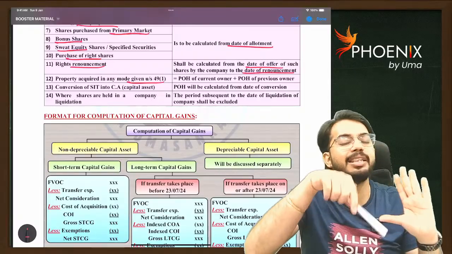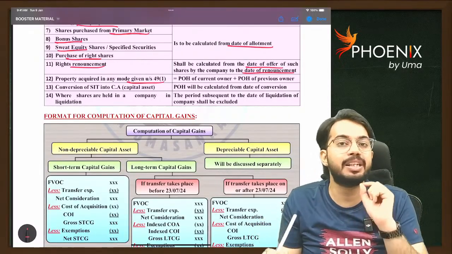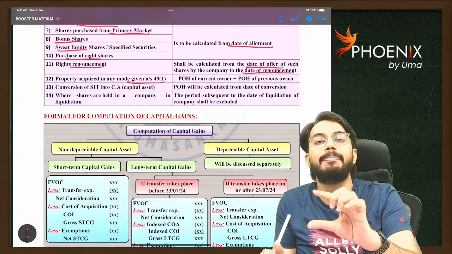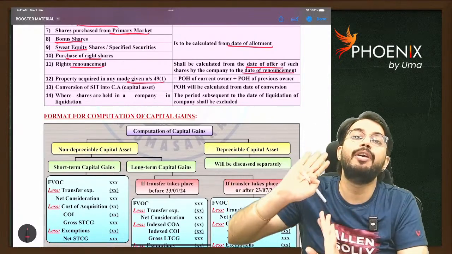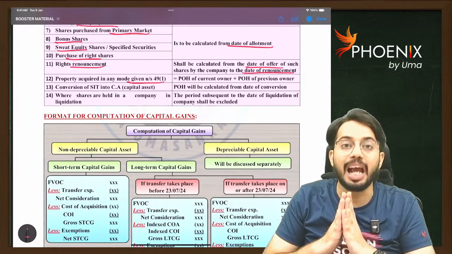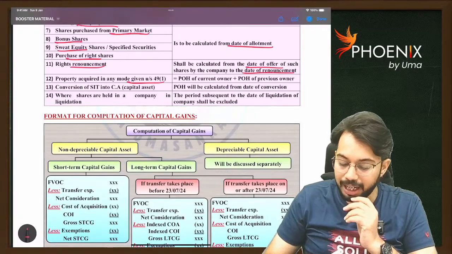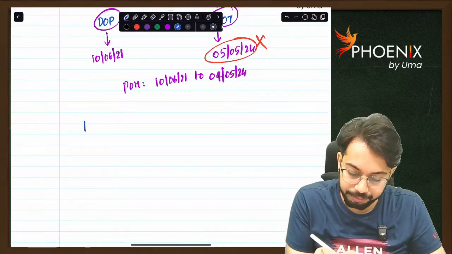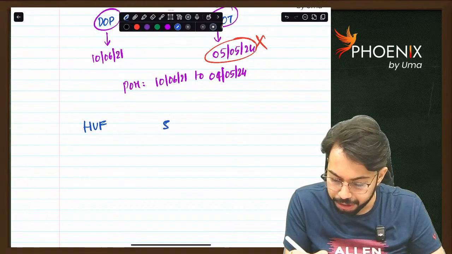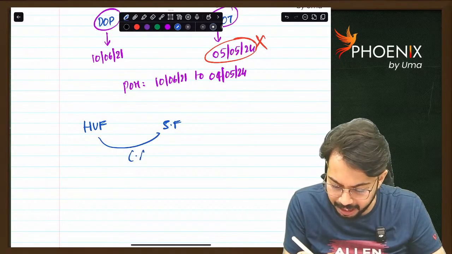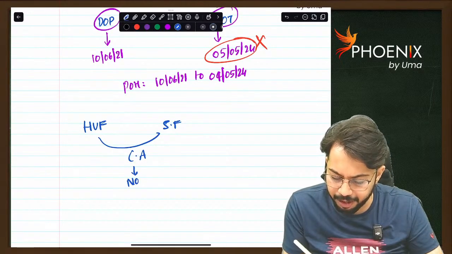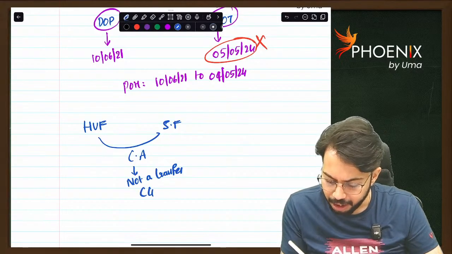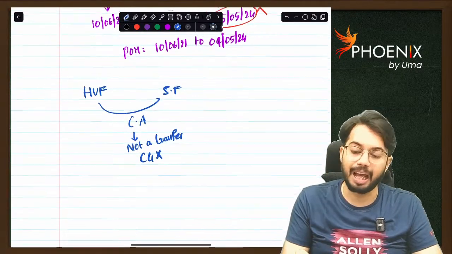In all these cases, what is happening? Capital asset is transferred from one person to another person, but transfer of capital asset is not a transfer and no capital gains are required to be calculated. Correct? Now, let's say from Hindu undivided family to small family, capital asset is transferred. Is it a transfer? Not a transfer. Whether are you required to calculate capital gains? No capital gains are required to be calculated.